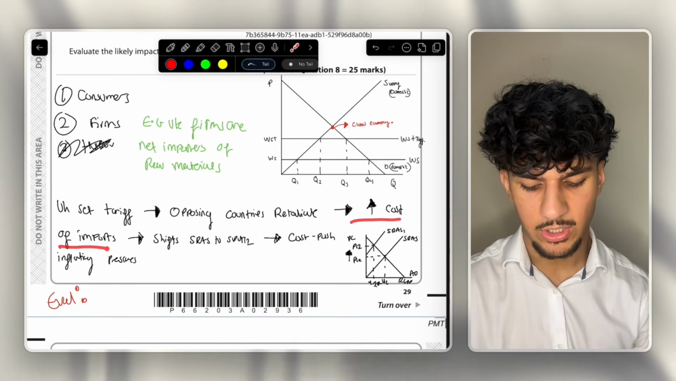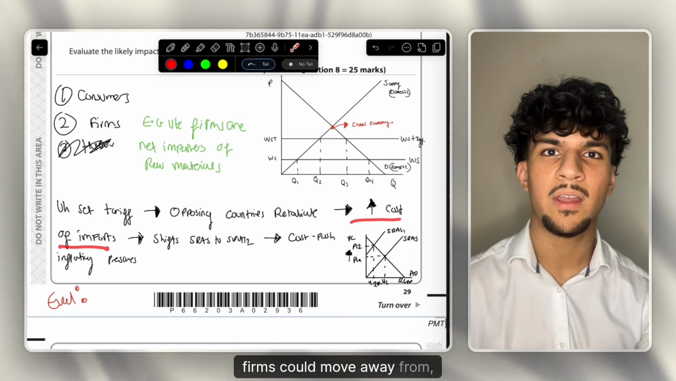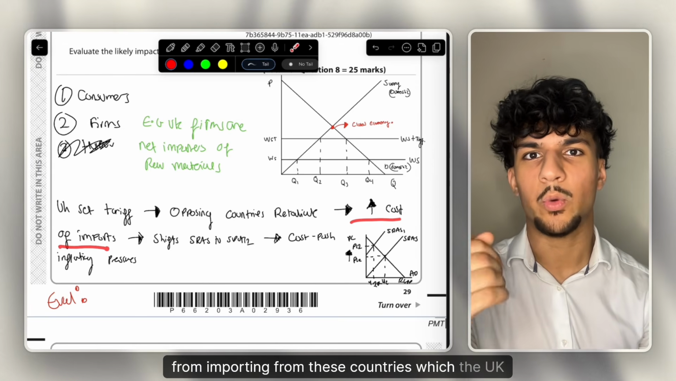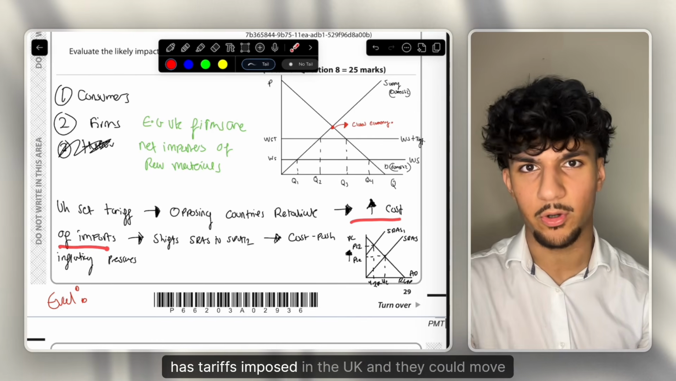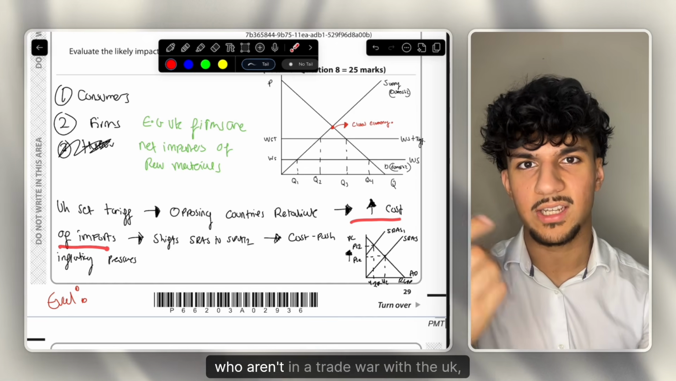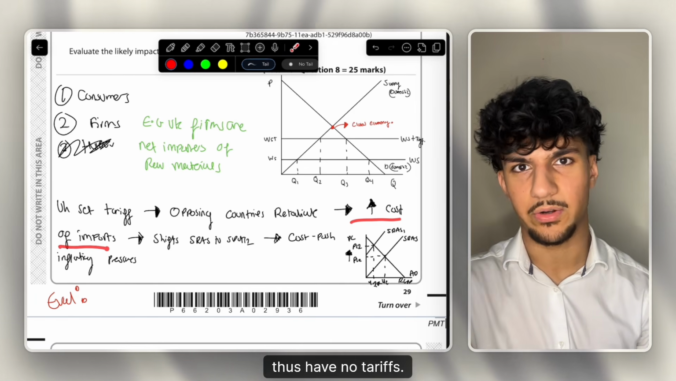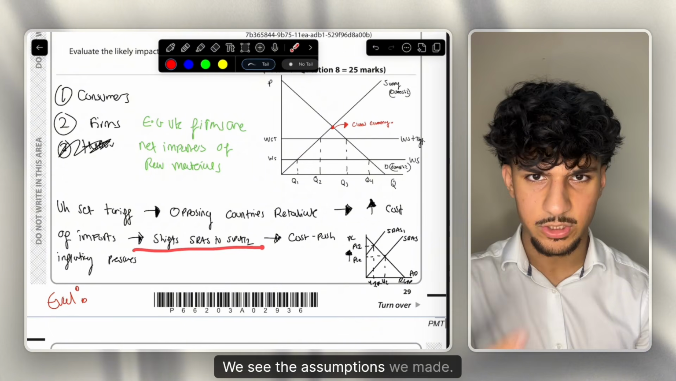So increased cost of imports. You could say, however, this depends on the time frame, as the UK firms could move away from importing from these countries, which have a trade war with the UK and have tariffs imposed on the UK, and they could move to different countries who aren't in a trade war with the UK, thus have no tariffs. And then, of course, again, like I said, this is why we go through the chain of analysis. We see the assumptions we made.